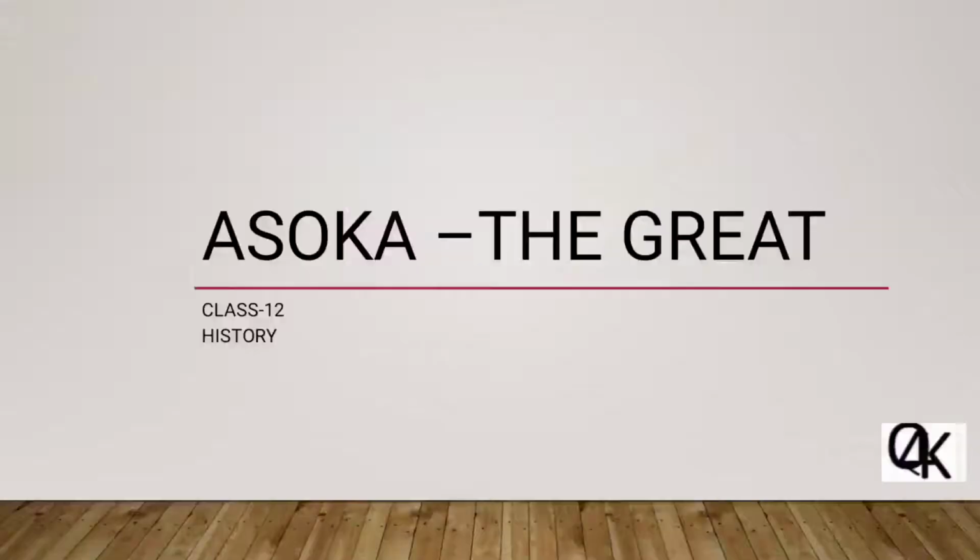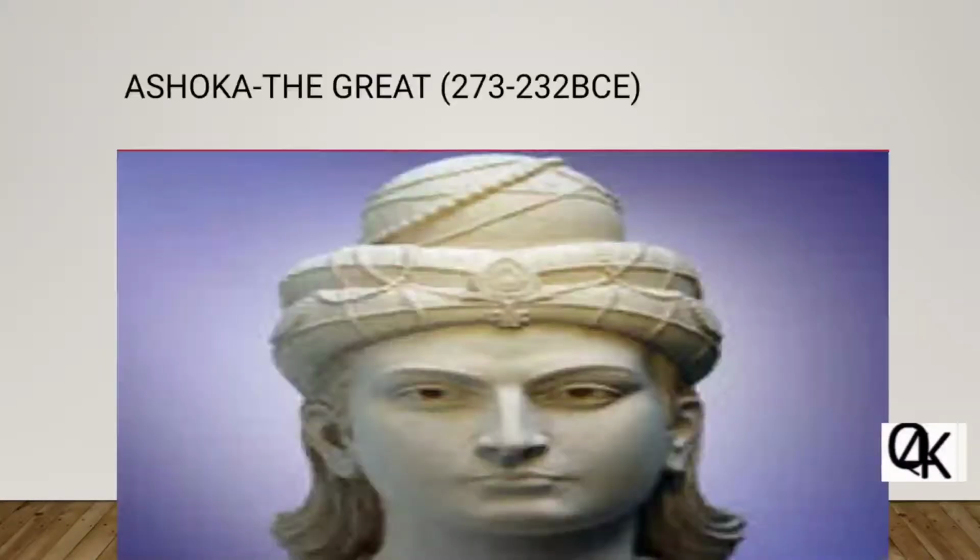Today we are going to discuss Ashoka the Great for class 12th history students. Ashoka is one of the famous rulers of the Mauryan Empire and, along with that, a very famous ruler of the world. He is mentioned in his edicts as Devanampriya and Priyadarshi. They indicate his great personality.